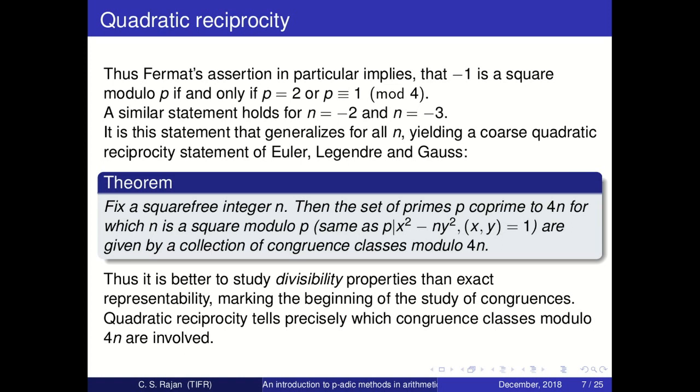Why do you want to look at remainders? Of course, you look at clock arithmetic, calendar arithmetic, you want to predict seasons, the month, which days of the month, Tuesday, Wednesday. So you use calendar arithmetic and congruences for very simple things, but in number theory and arithmetic, this is the first place where you see that studying divisibility properties you end up with better theorems and more correct theorems, and later on you can study other phenomena using this. So quadratic reciprocity tells you precisely which congruence classes modulo 4 and others.